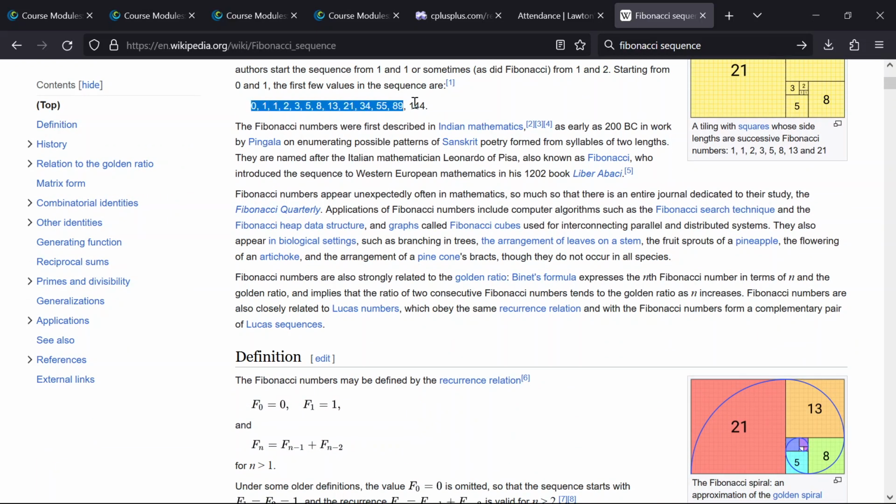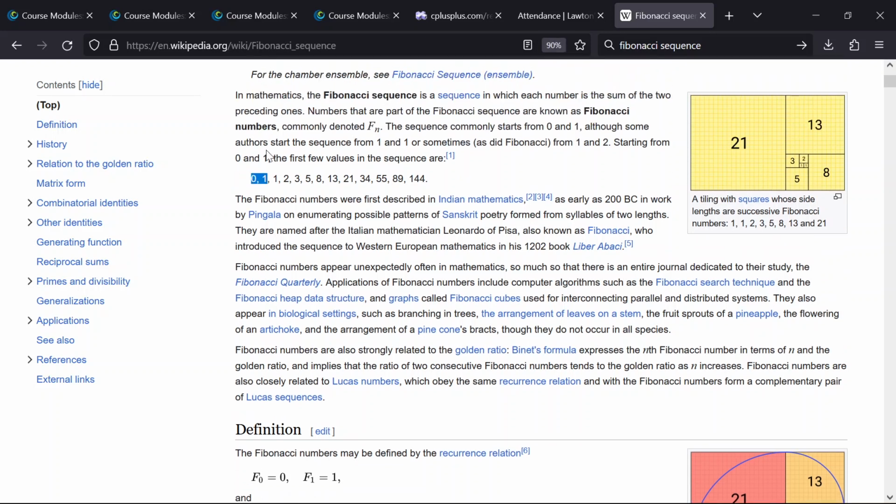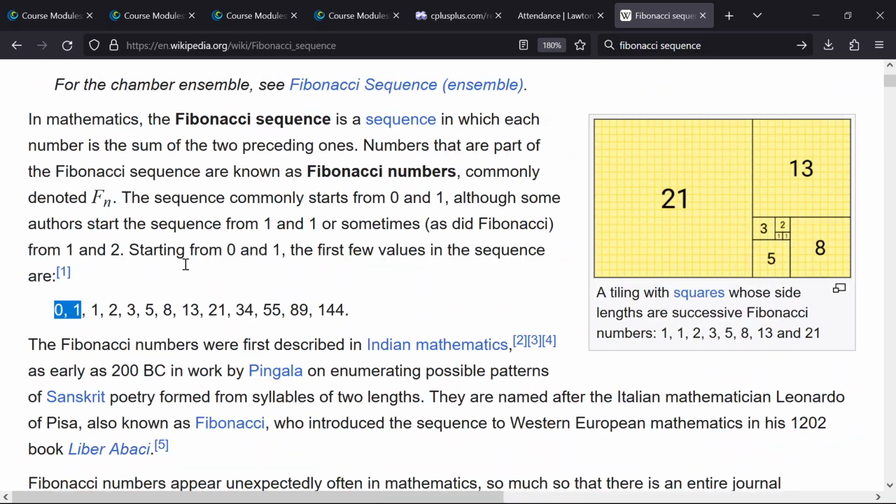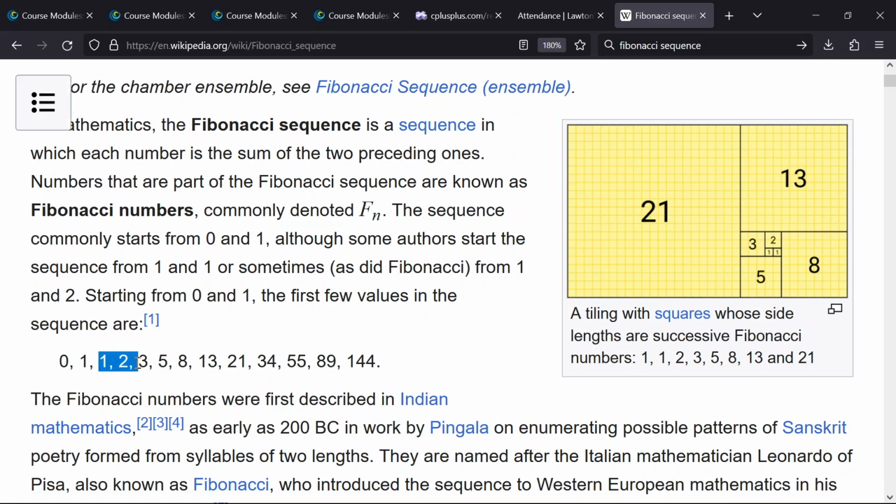It's just a sequence of numbers. It starts with, let's say the first Fibonacci number is 0. Then the next Fibonacci number in the sequence is 1, then it's 2, then 3, 5, 8, 13, 21, 34, 55, all those ones. And it just goes on forever.